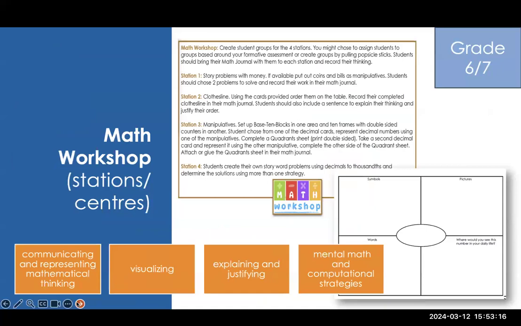Another structure that we can try to develop computational fluency is math workshop, which are stations and centers. What's really important to consider in this structure is that students really need to know what their roles and responsibilities are at each of the stations. We generally have 3 stations or 4, depending on the activity that you have. And you can structure the workshop in a couple of different ways.